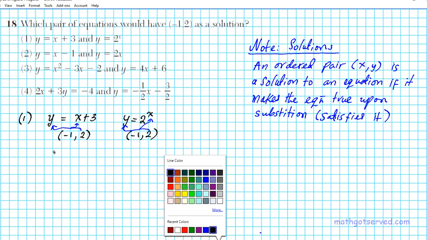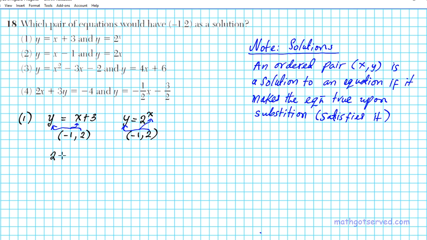So for the first one, the question is, is 2 equal to -1 plus 3? Is 2 equal to -1 plus 3, which is 2? Is 2 equal to 2? Yes. That's good. So it satisfies the first one. How about the second one?